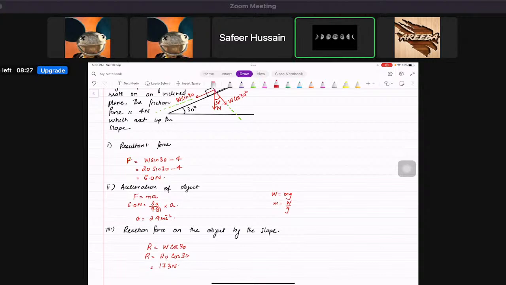Sir, how did you find the acceleration? I used F equals ma, right? I put the resultant force, which I found in the previous part, as F. For the mass, I don't know the mass, but I know the weight, because weight is mass times acceleration due to gravity. So I divided the weight by 9.81 and then put it there. Do you understand?